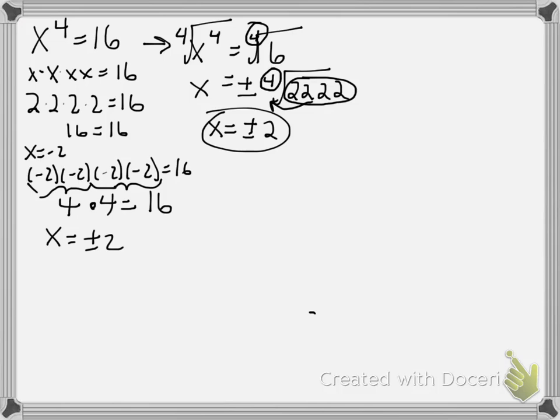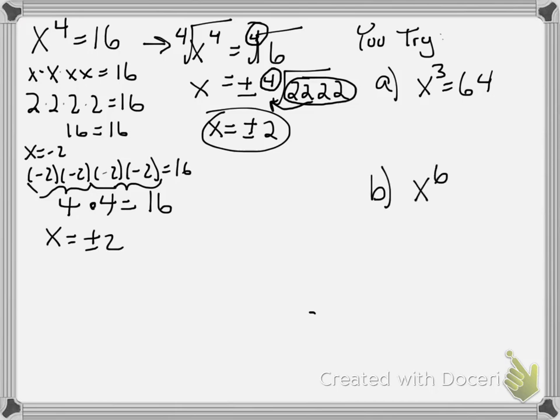What I'm going to ask that you try to do right now on your own is see if you can solve the following. Part A, can you solve x cubed equals 64? And then for part B, give this a shot. See if you can get x to the 6th equals 64.